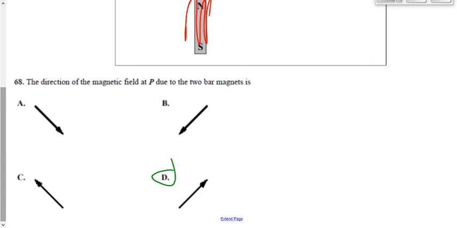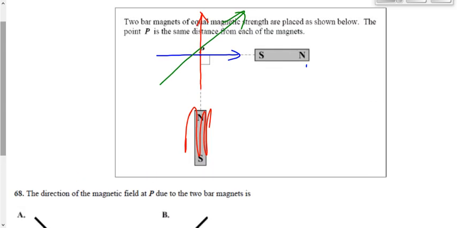How many people did it the first way? Yeah, how many people did it the second way? Okay, about half and half. They both work. I just think that this is a little bit more versatile. If you have a pattern that's a little bit more confusing, I think it's easier to draw them one by one than it is to try to combine them like we did the first time.